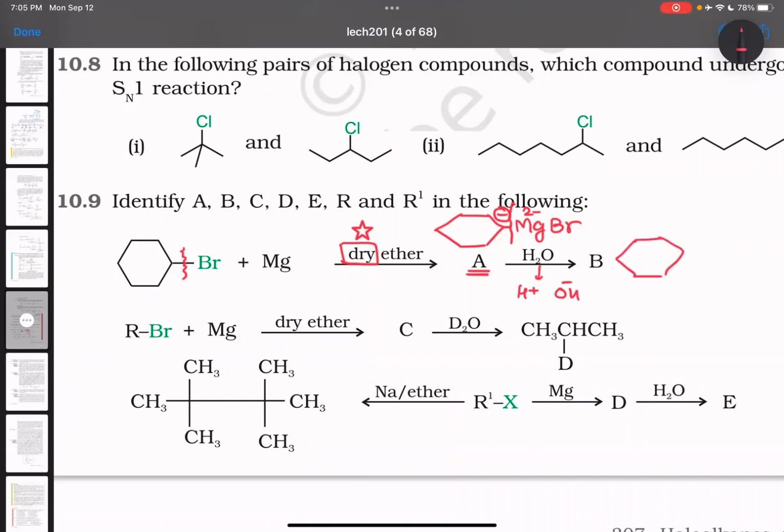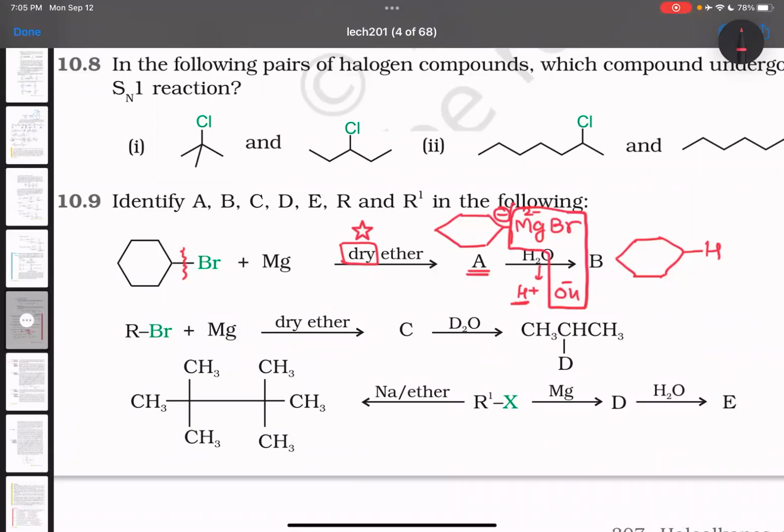Yeah, so it was MgBr. You are going to remove this minus, and you are going to put H plus from the water. So where will this OH go? This OH will go with it, but we are not bothered about this OH.